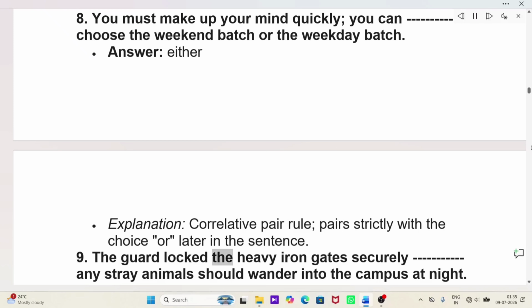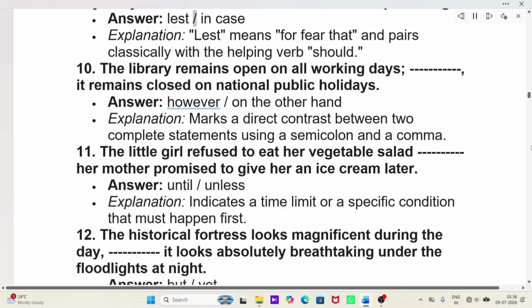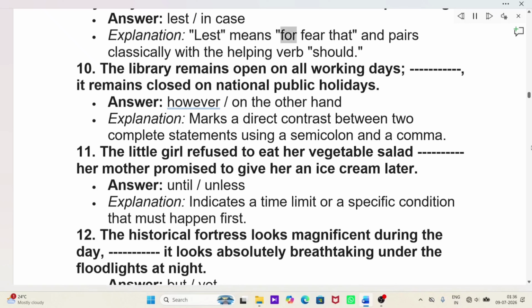9. The guard locked the heavy iron gates securely. Any stray animals should wander into the campus at night. Answer: lest / in case. Explanation: lest means for fear that and pairs classically with the helping verb should.